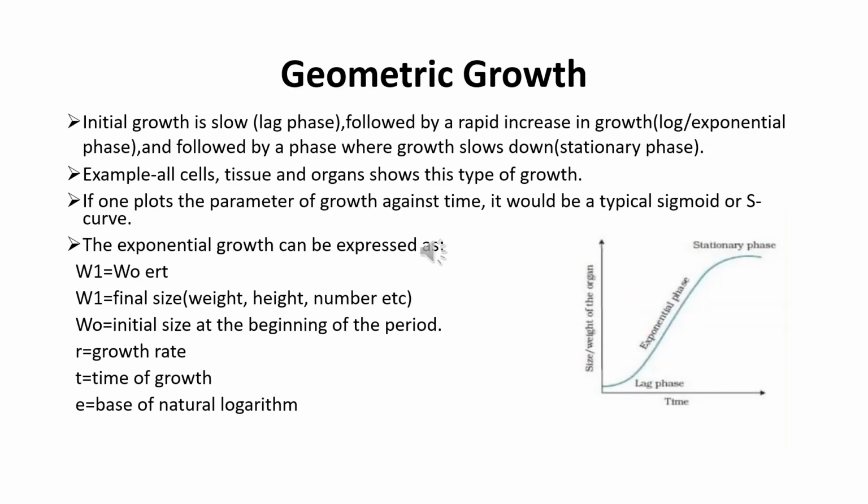What is geometric growth? Initial growth is slow, that is known as lag phase, followed by a rapid increase in the growth, log phase, and followed by a phase where growth slows down, that is a stationary phase. Example, all cells, tissues and organs show this type of growth. If one plots the parameter of growth against time, it would be a typical sigmoid or S curve.